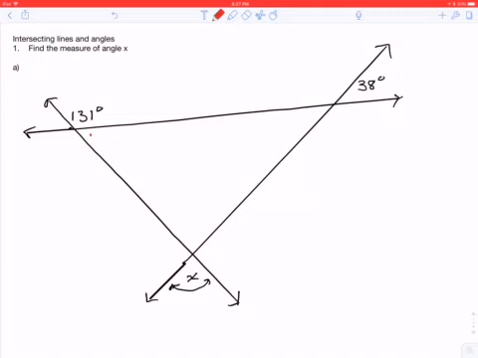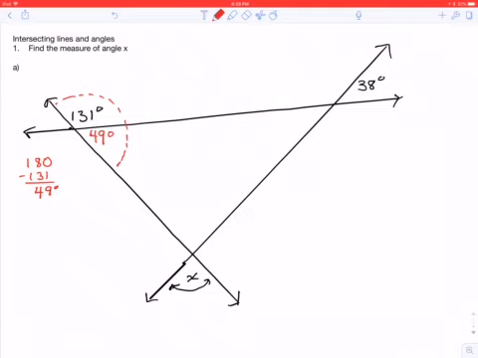To find the measure of this first angle up in the upper left-hand corner, notice that it is supplementary to the given angle. So to find the measure of this angle, all we have to do is subtract it from 180. You know, the sum of supplementary angles is always 180. So we have the measure of one of the interior angles of that triangle.